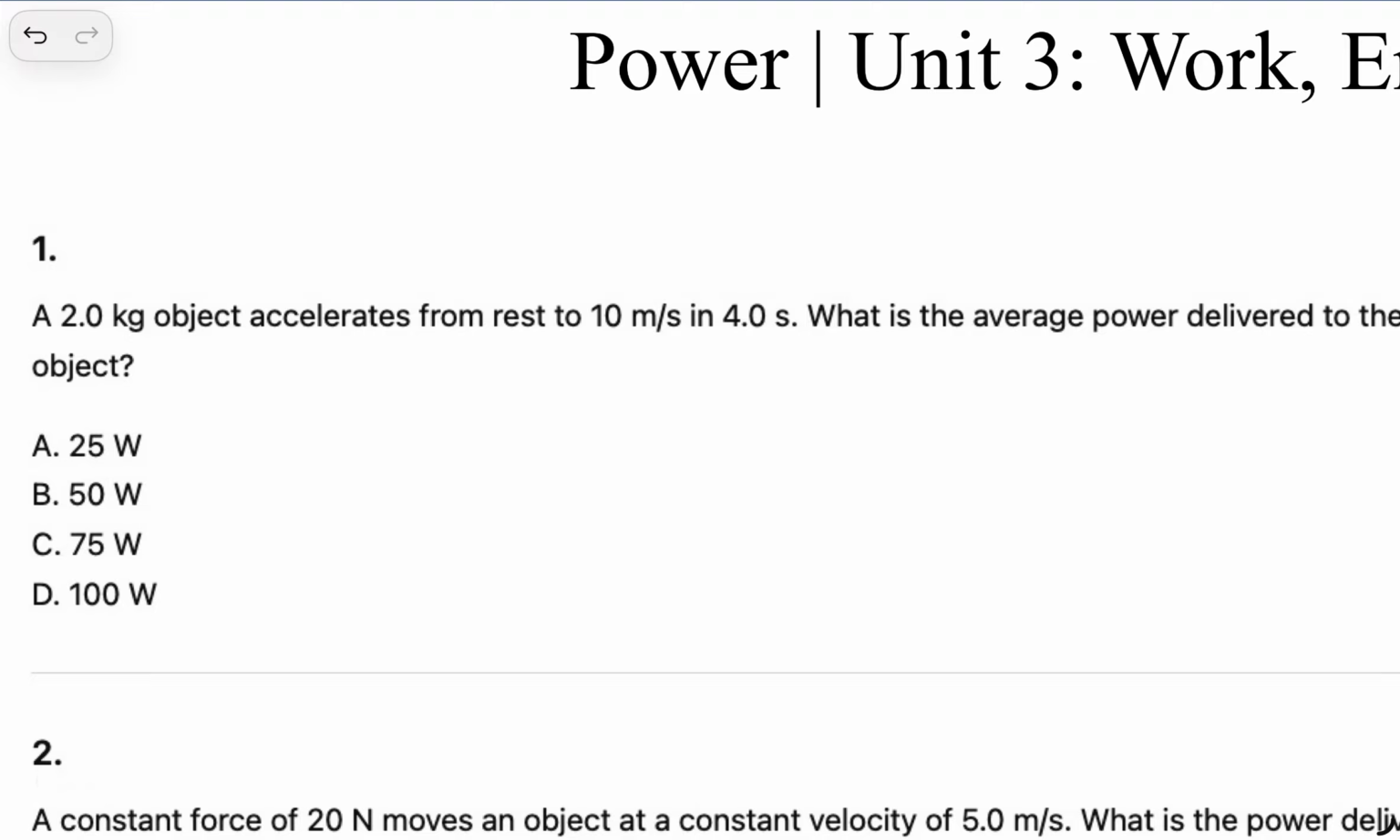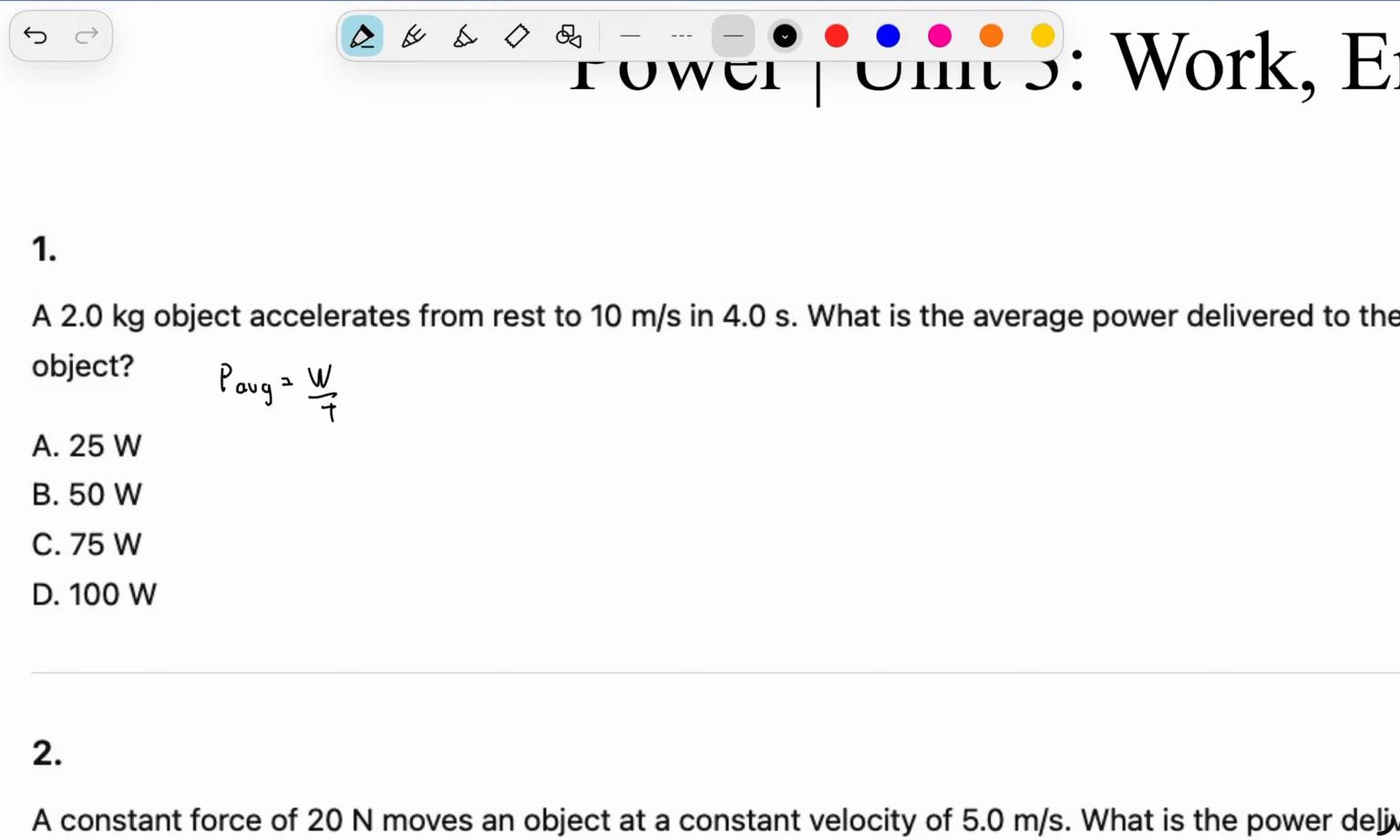So if we use the P average formula, this is going to be work divided by time. Work is your change in kinetic energy using the work energy theorem. Change in kinetic energy is 1/2 mvf squared minus 1/2 mv initial squared. So this is going to be 1/2 times 2.0 times 10 squared. And this is equal to 1 times 100, which is equal to 100 joules.